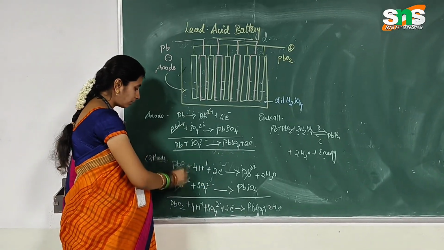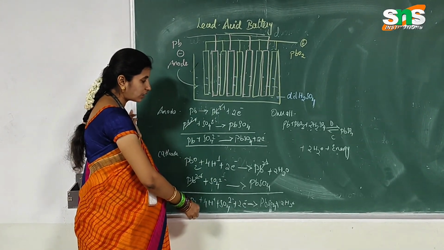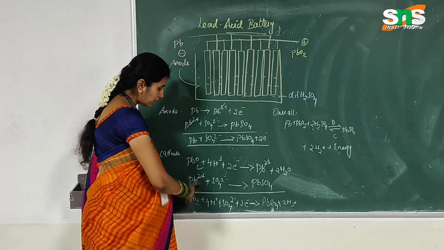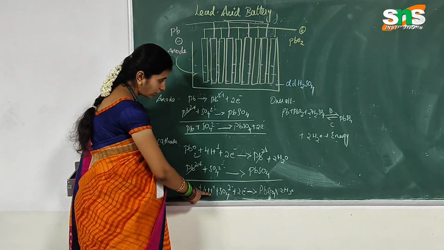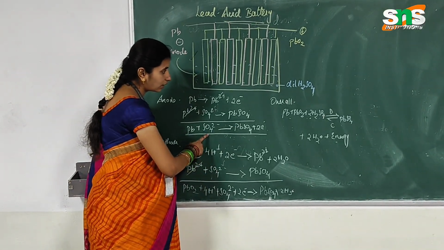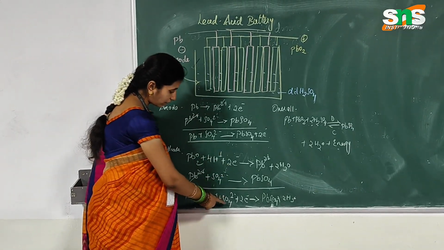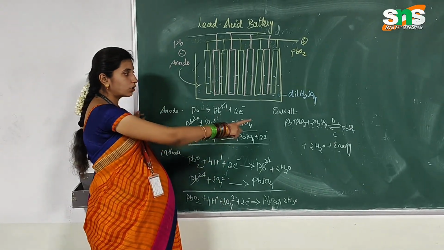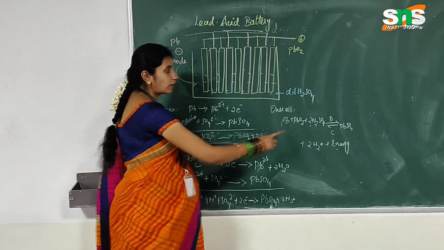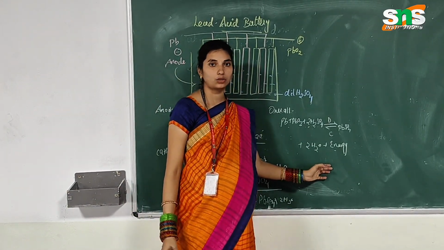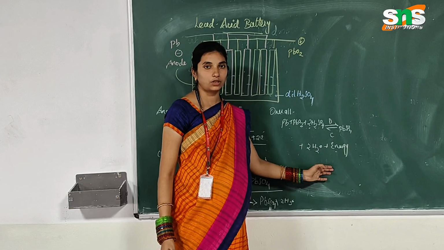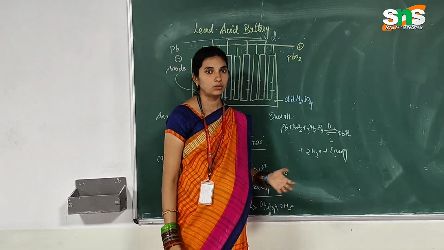From these two reactions we cancel out the common terms and get the overall reaction: Pb plus PbO2 plus 2H2SO4 gives 2PbSO4 plus 2H2O plus energy. This is the reaction of how the plates are converted, and it produces 12 volts.